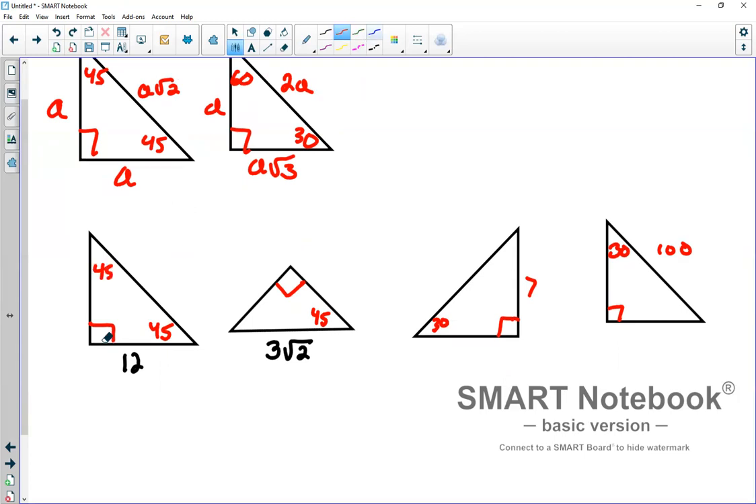If you don't remember why, 90 plus 45 equals 135. Subtract that from 180 and it would also equal 45, or you could just put that in your memory. Now, before we even start, we're going to identify all our opposite sides. So this should be A, this should be A, and this should be A root 2.